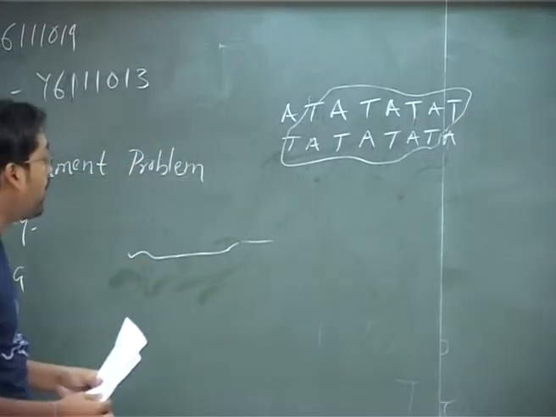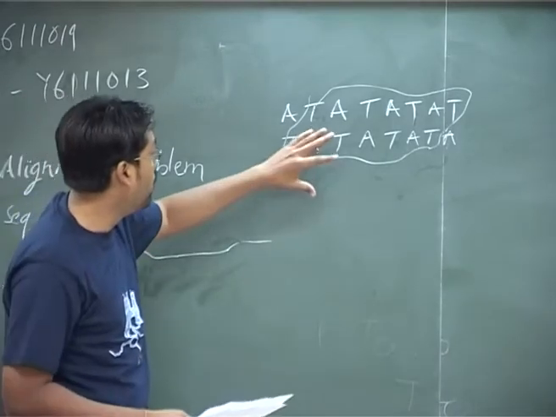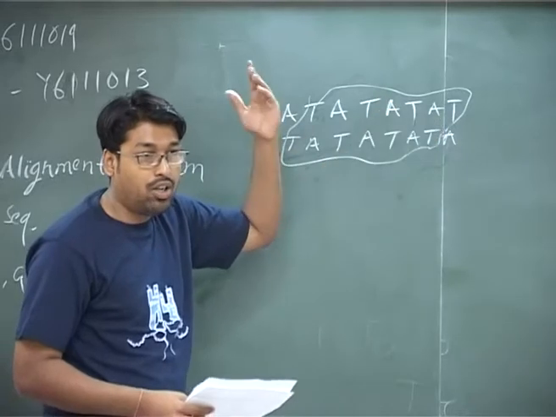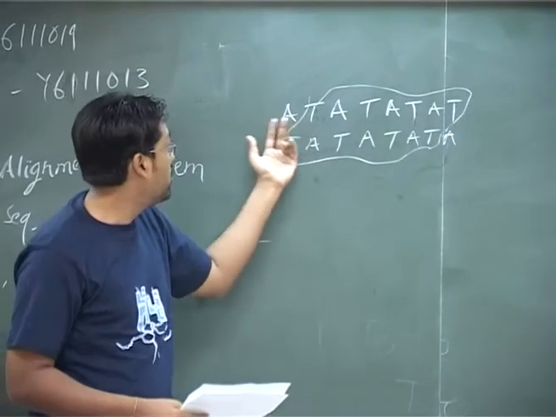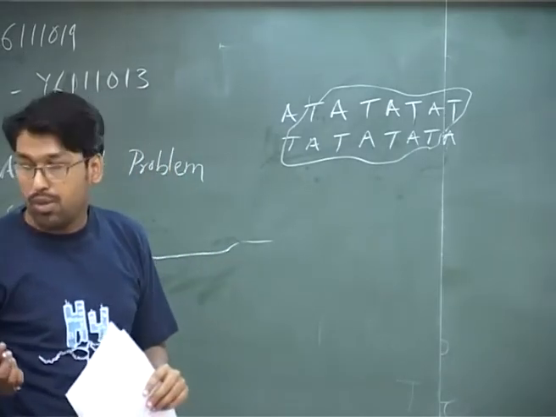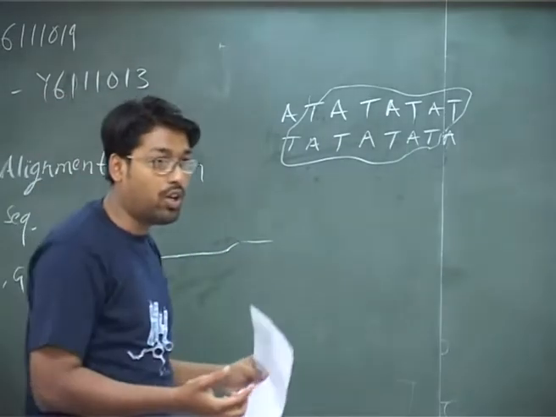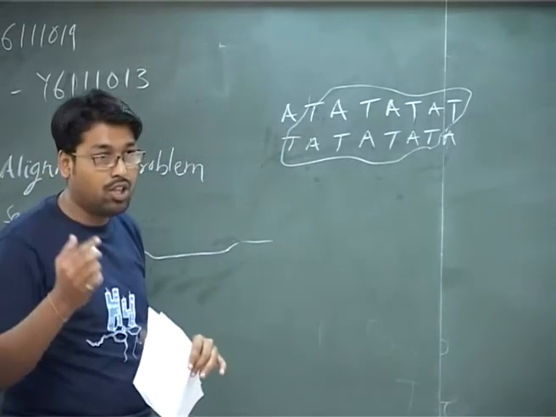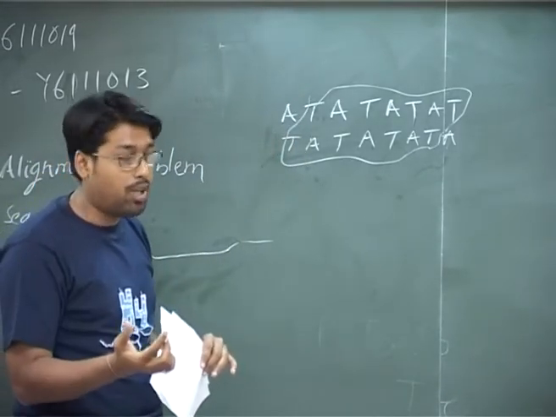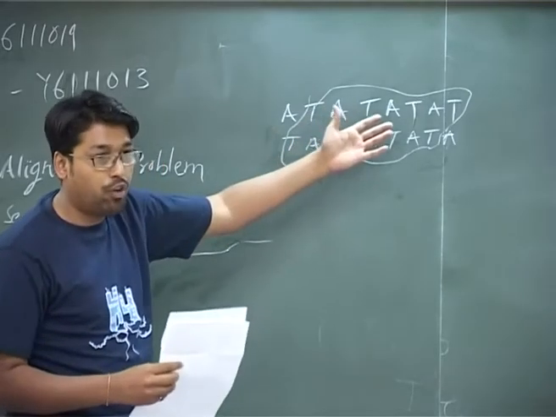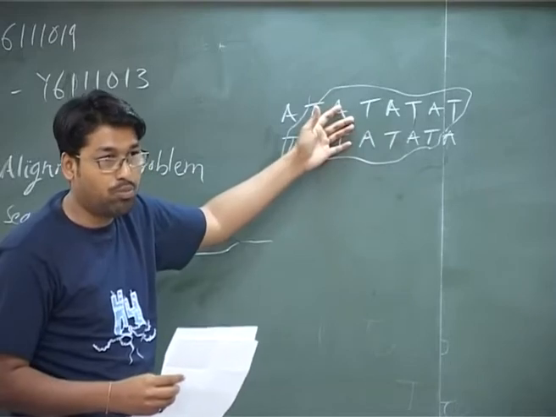So basically, this genome sequence consists of millions of nucleotides. And if we have a quadratic time algorithm, like order of n square, you can just consider if n is very, very large, even a quadratic time algorithm will take lots of time. So there's a lot of scope for parallelization for this particular problem.